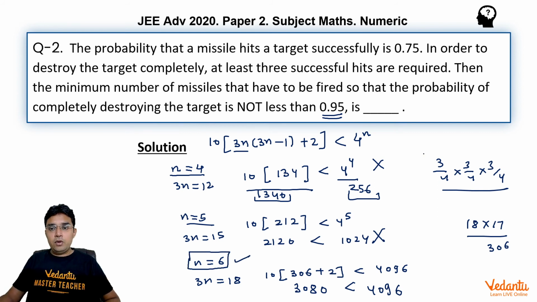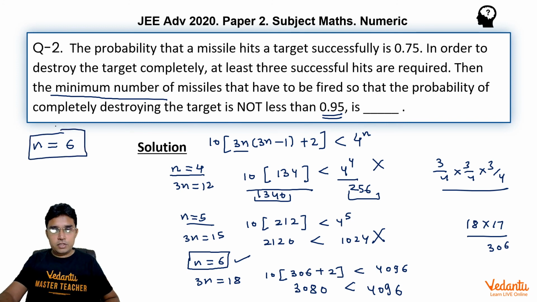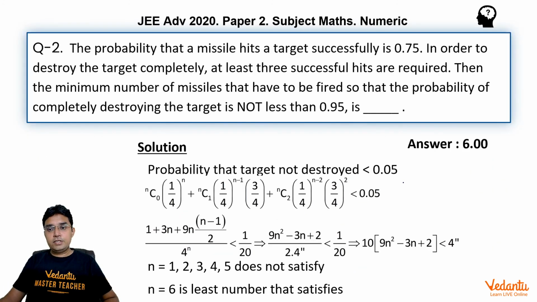Hence, in order to get probability greater than or equal to 0.95 to destroy the target, the value of n should be at least 6. If you increase the value of n, let us say 7 or 8, definitely you will get success with probability more than 0.95, but they are asking the minimum number. So answer here, n is equal to 6. Let us see what answer was given. Yeah, answer is 6 only.